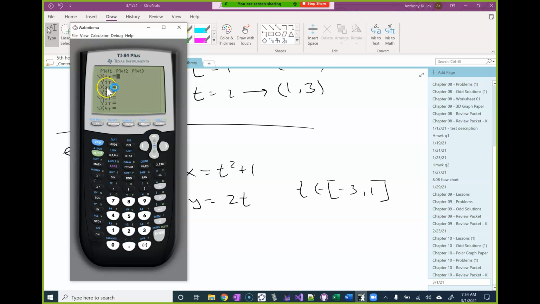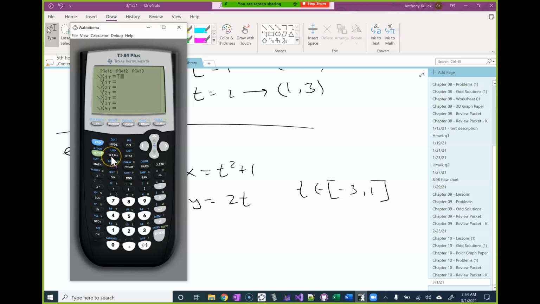So each slash represents a new function. So every function has an x and a y part to it. So our x is going to be t squared plus 1. Just hit the variable button, the same one that you've done before, to get your t.